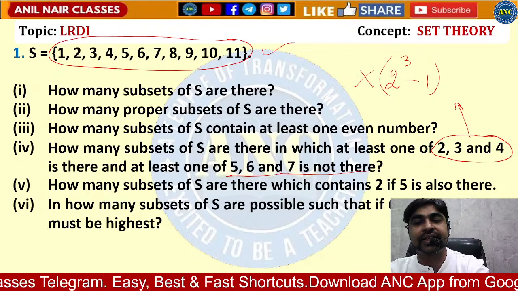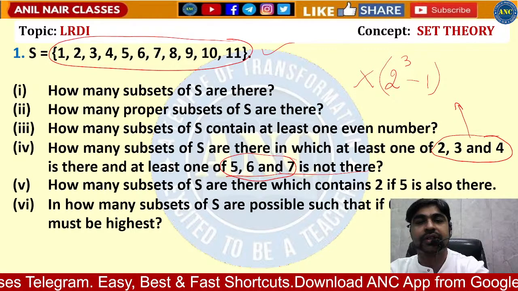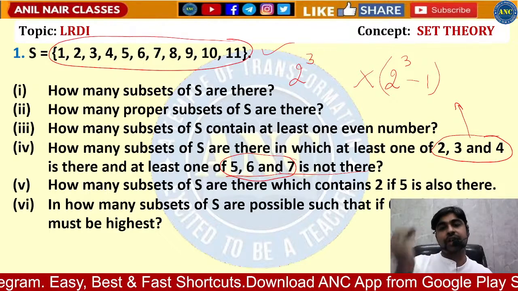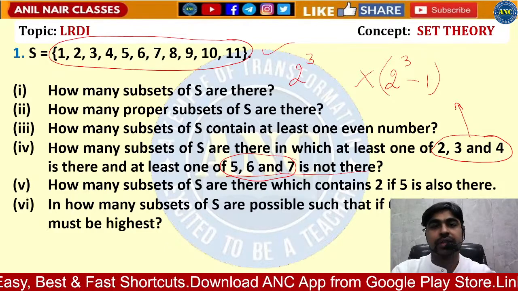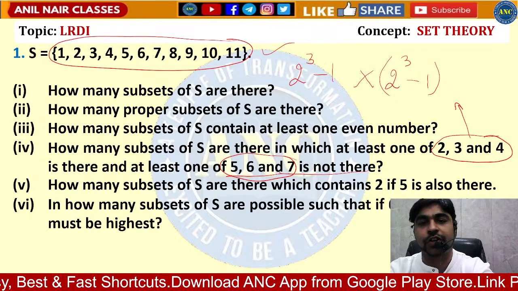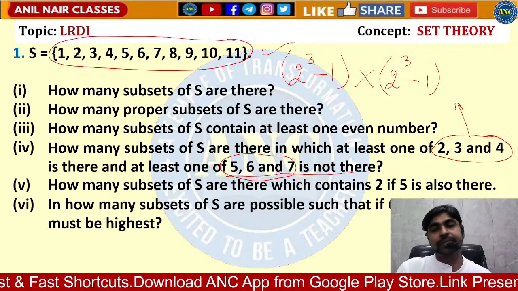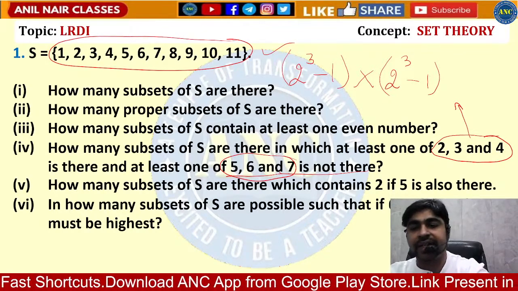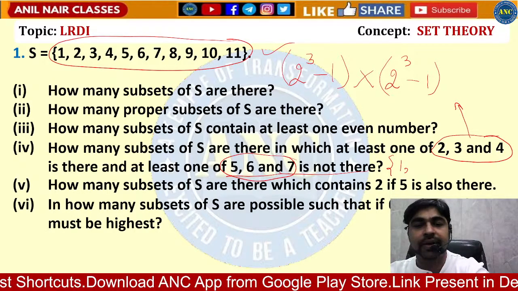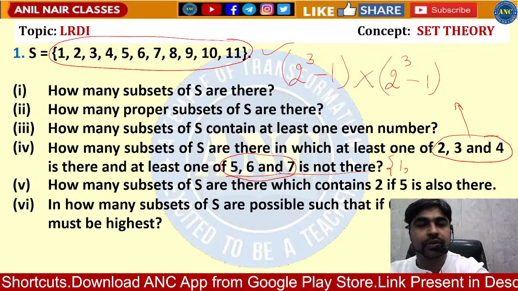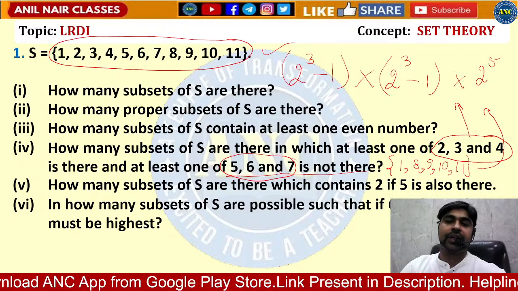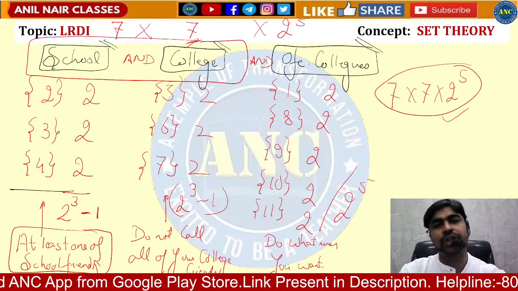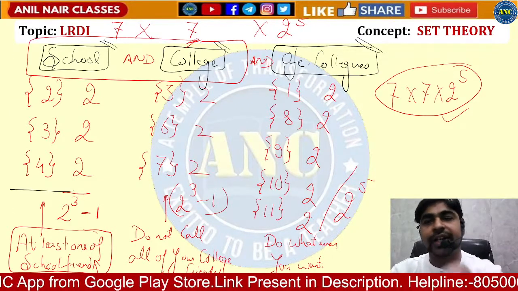So again there are 3 elements. So the total number of subsets that can be formed with the help of 5, 6 and 7 was 2 to the power of 3, because the number of subsets formula is 2 to the power of n. And minus 1 was for when I called all of them. And the remaining elements were 1, 8, 9, 10, 11. So out of these 5 elements, how many subsets can be formed? 2 to the power of 5. And this would become my answer. Now 7 into 7 into 32, obviously 49 into 32 it would become.